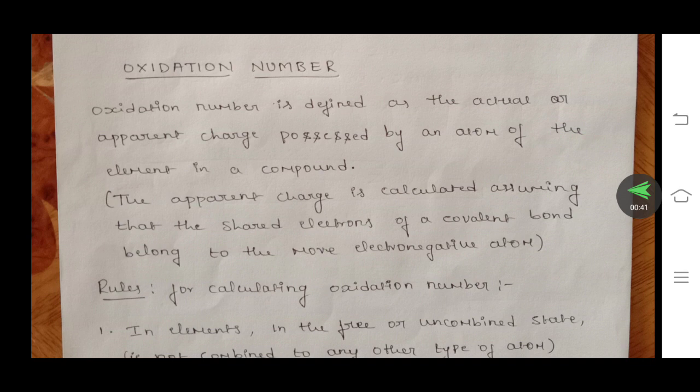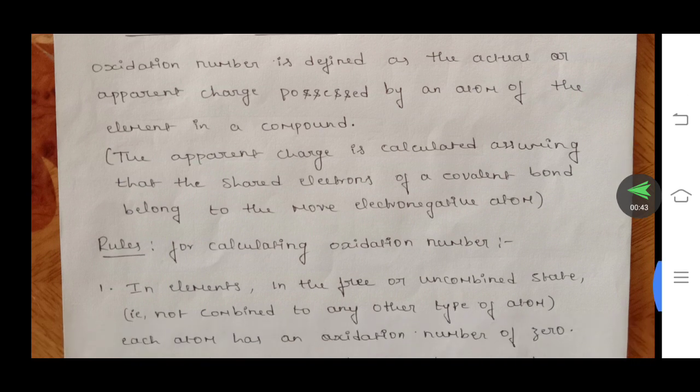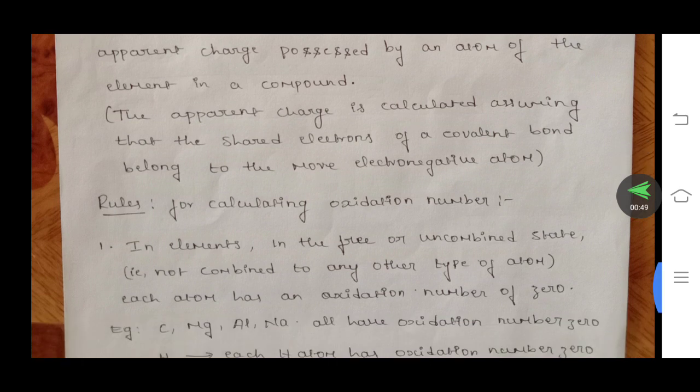Before that, to calculate oxidation number we have to know some rules. So what are those rules? We'll see. Rules for calculating oxidation number.